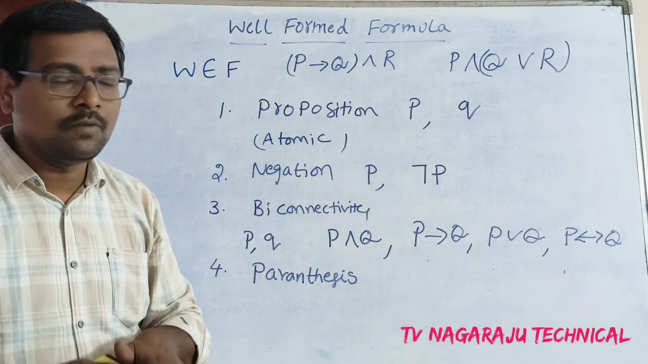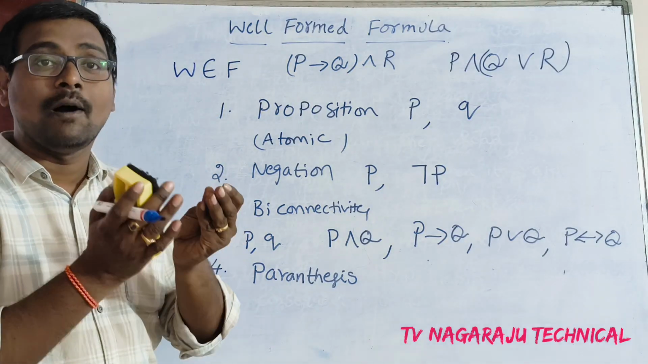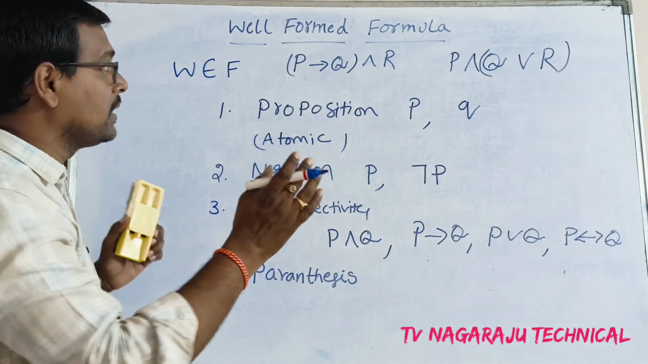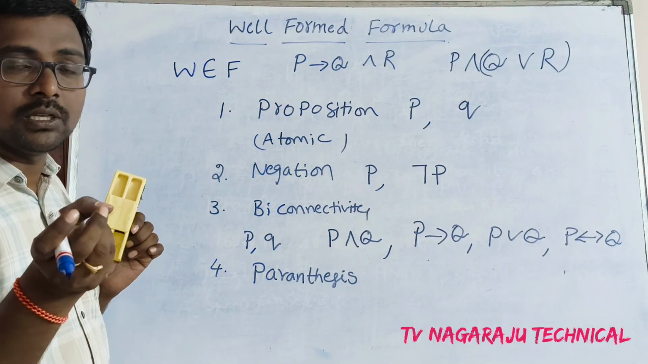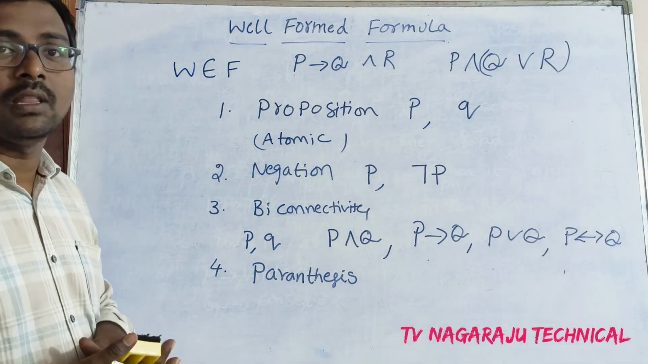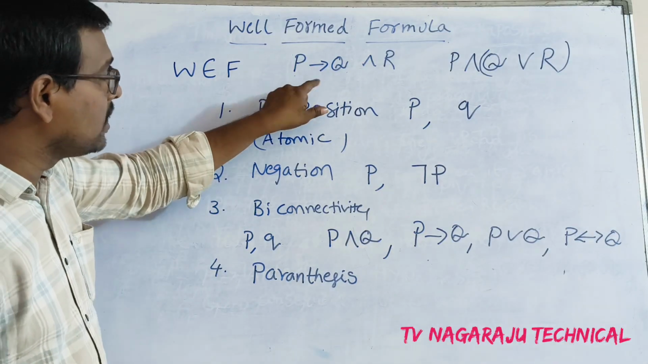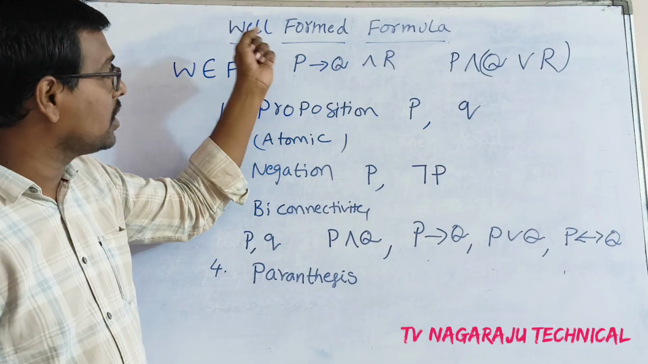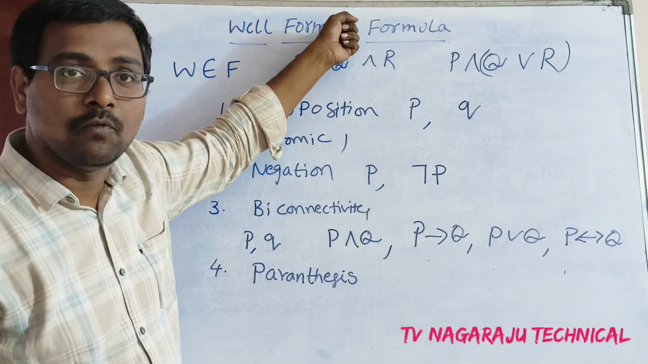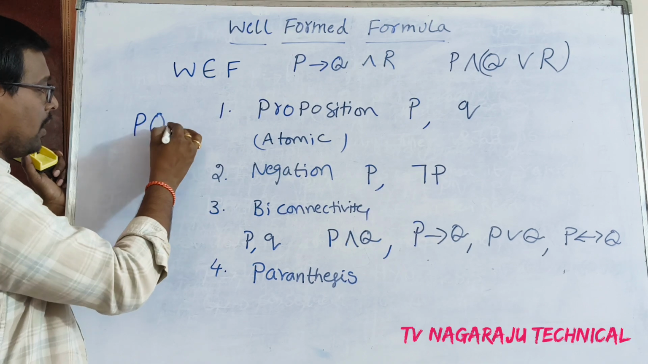What is the reason for maintaining this formula? The reason is to avoid ambiguity. For example, here the brackets are missing. Which one do you need to test first? You need to follow the order of precedence. But if you don't know the precedence, then in theorem proving, in parenthesis checking, in validation, everywhere we are using well-formed formulas.